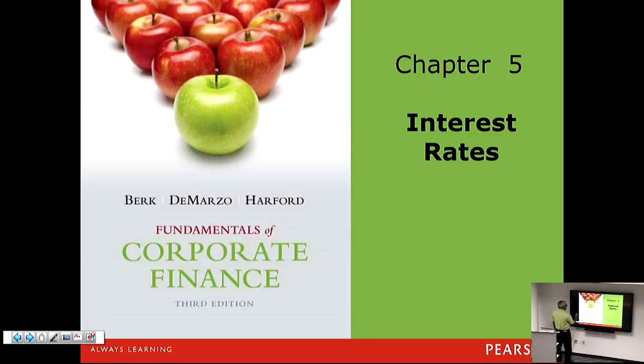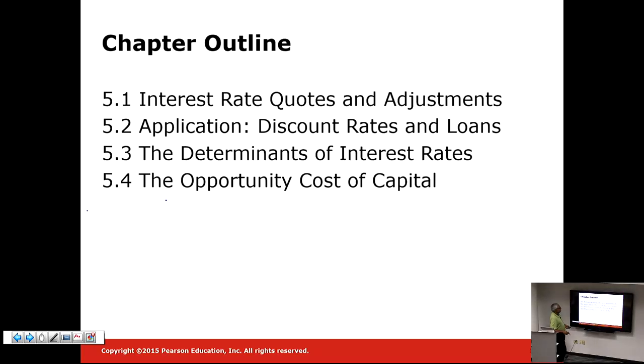So we will be starting chapter 5. And chapter 5 is about interest rates, which is one of the important variables that we have to use in order to do the time value exercises that we did in chapters 3 and 4. So how do we come up with that discount rate, and what are the implications of that? We will learn a little bit in this chapter.